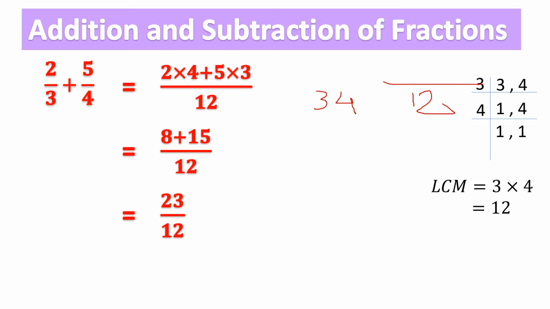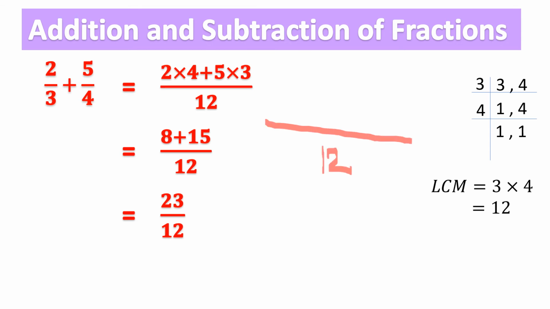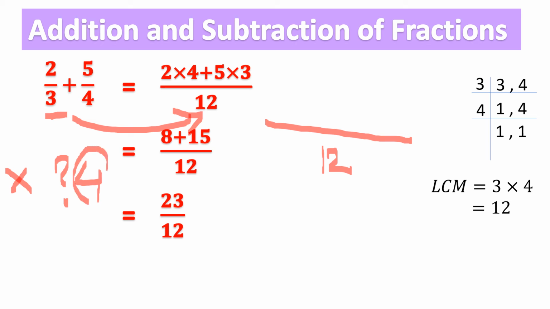After that, what did I do? First, I write 12. Then, what should I write on top? First, I take 3. 3 into what is 12? 3 into 4 is 12, right? So this 4 I'll write first, into the numerator of that 3. Then I write 2, plus whatever sign is in between, you write that sign, plus.